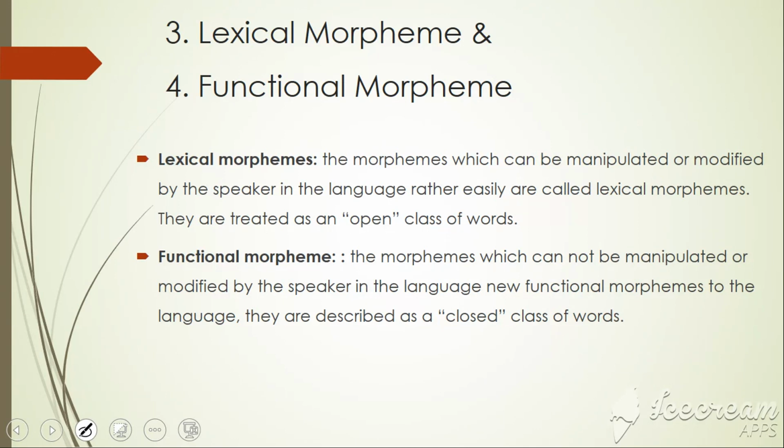Now move toward the third and fourth types of morpheme. The third one is lexical morpheme, the fourth one is functional morpheme. What is a lexical morpheme? The morphemes which can be manipulated or modified by the speaker in language easily are called lexical morphemes. So these are treated as open class words. I will describe this term later. You just simply need to keep in mind the words that can be manipulated, that can be modified, are called lexical morphemes.